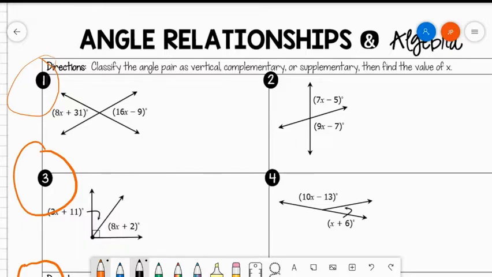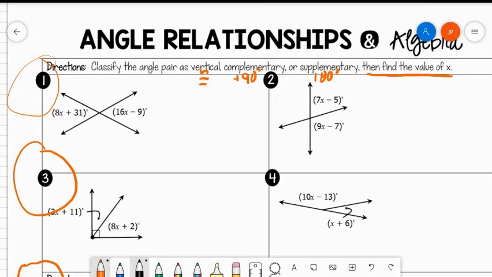So let's think back to what those words actually mean, because they're going to be the key to setting up all of these problems. First of all, remember vertical angles are always equal or congruent. Complementary angles means they add up to 90 degrees. Supplementary means they add up to 180. Those are essential pieces of setting up these problems. So we're going to classify each pair, and then we're going to find the value of x.